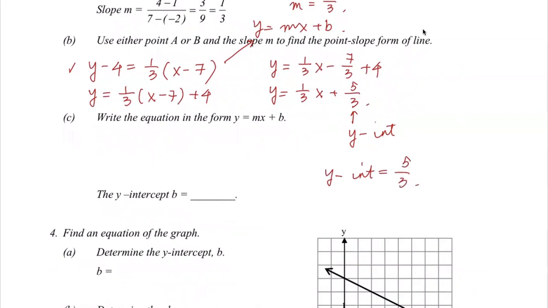Part C asks us to write the equation in the form y is equal to mx plus b. We already did it here, right? So we just copy the answer. y is equal to 1 over 3x plus 5 over 3. And the y-intercept is 5 over 3.